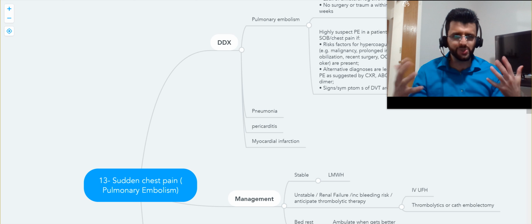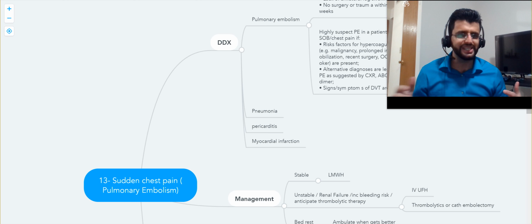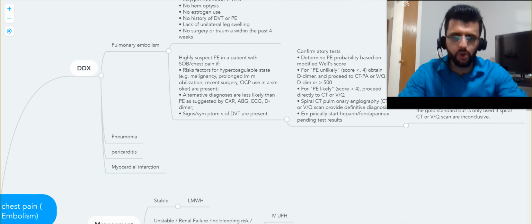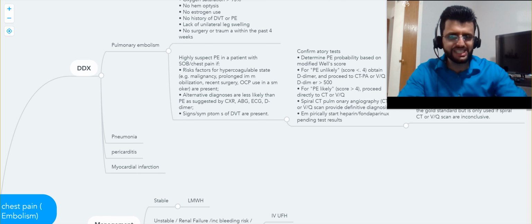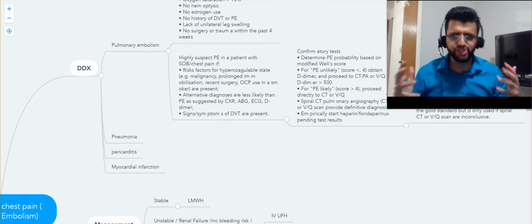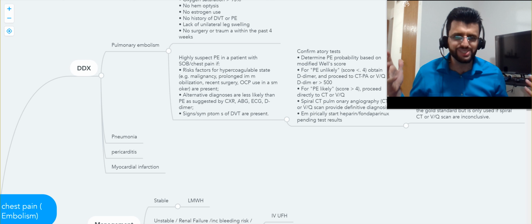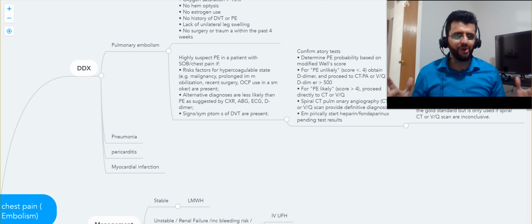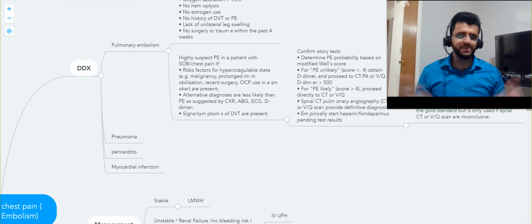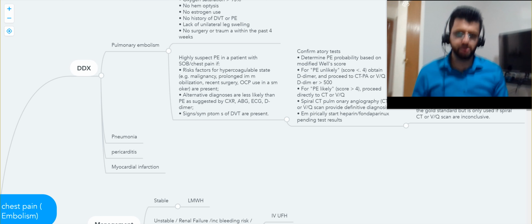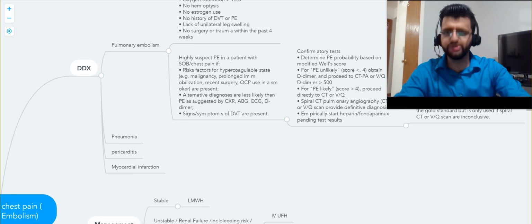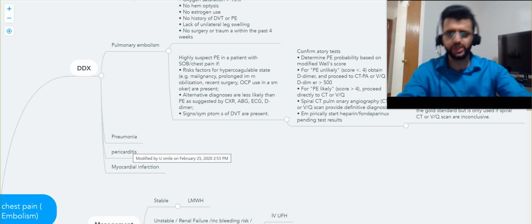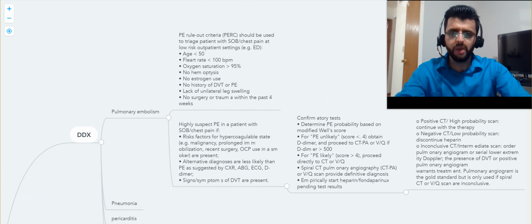So, if I present to you with severe chest pain with a history of immobilization, high risk factors for malignancy, recent surgery, or I take oral contraceptive pills, whatever the reason, what do you think of? Immediately, pulmonary embolism. It's most likely pulmonary embolism, and there are other differentials like pneumonia, pericarditis, myocardial infarction. These are other differentials, but our topic today is pulmonary embolism.